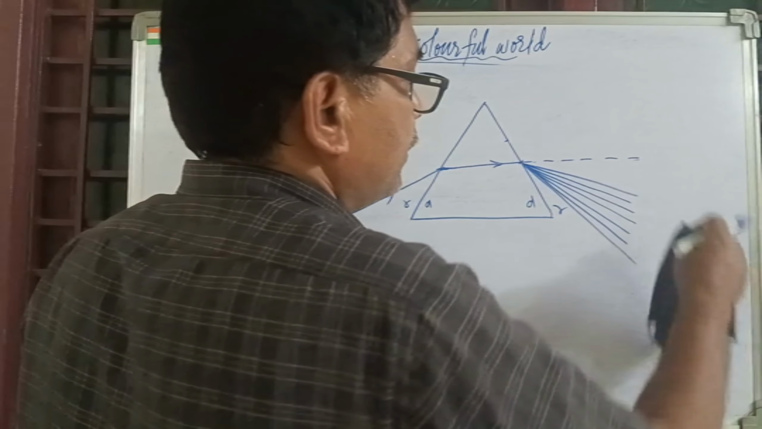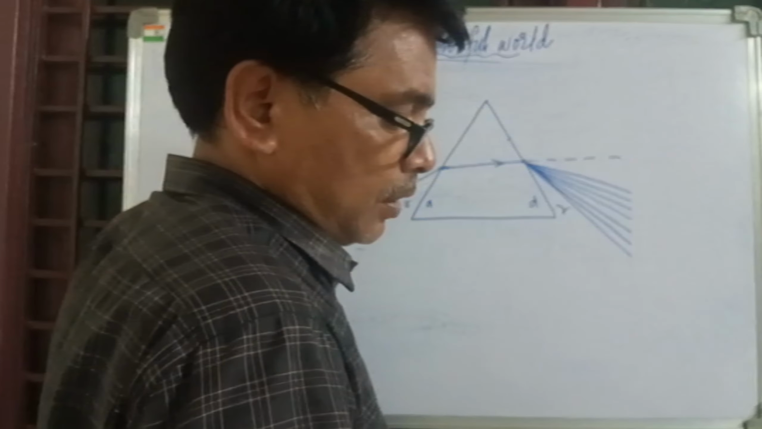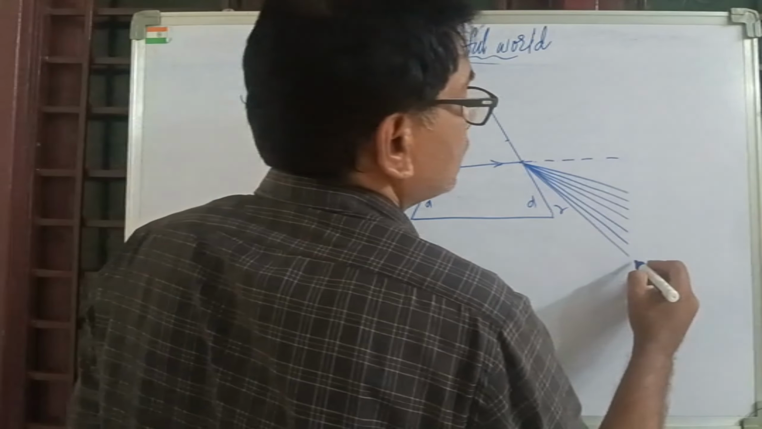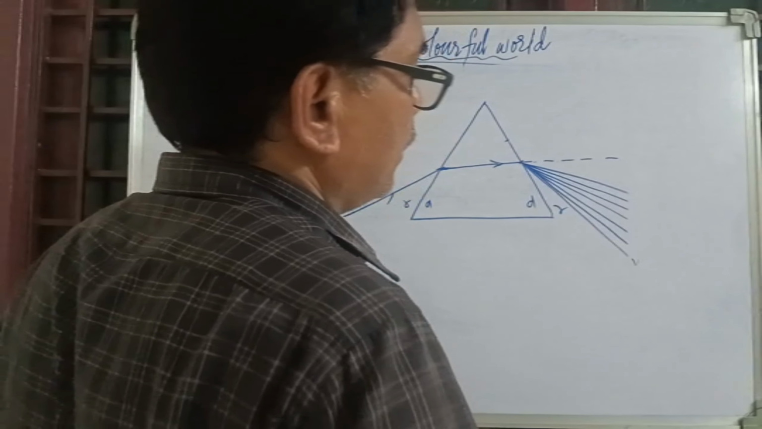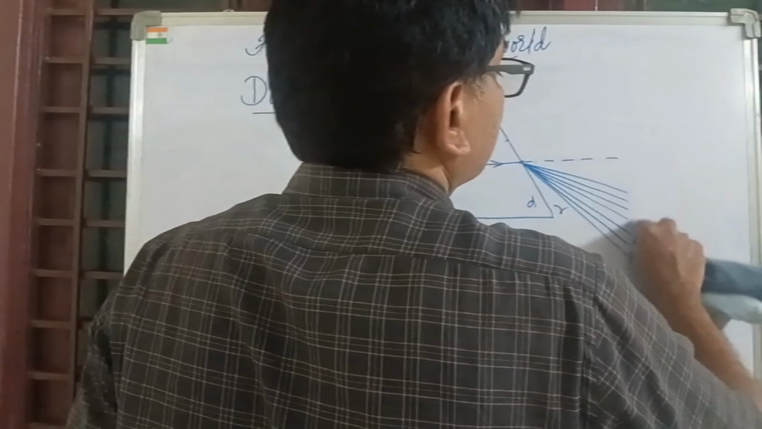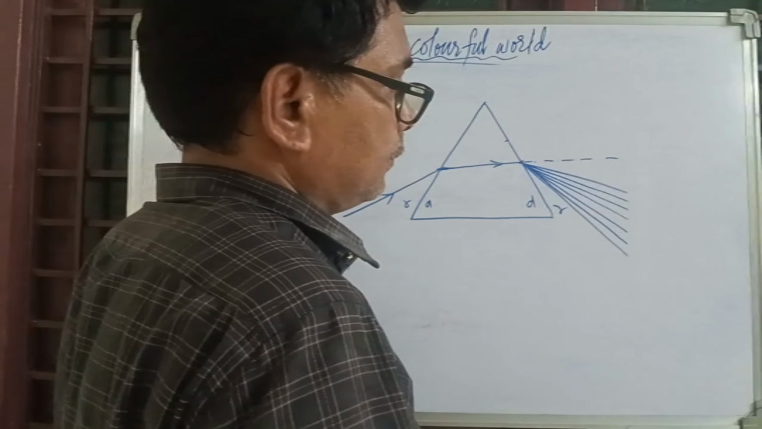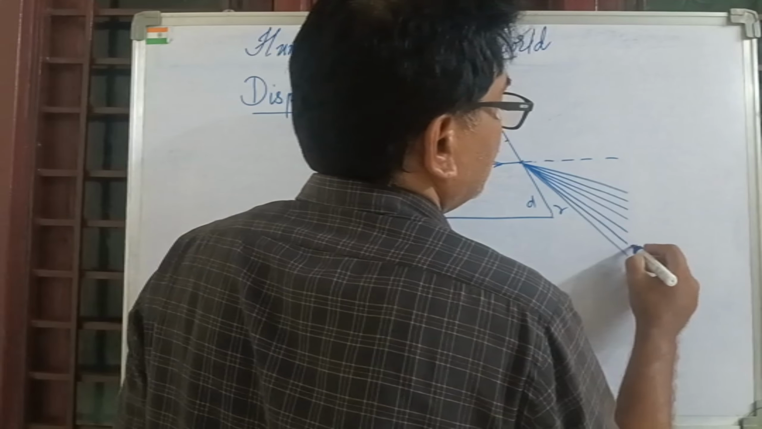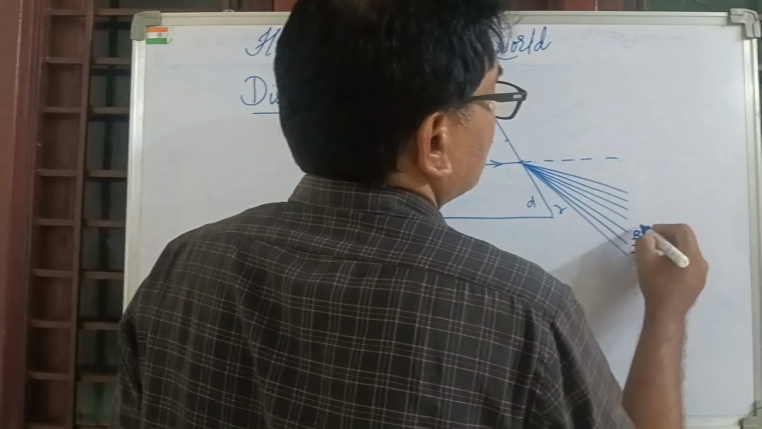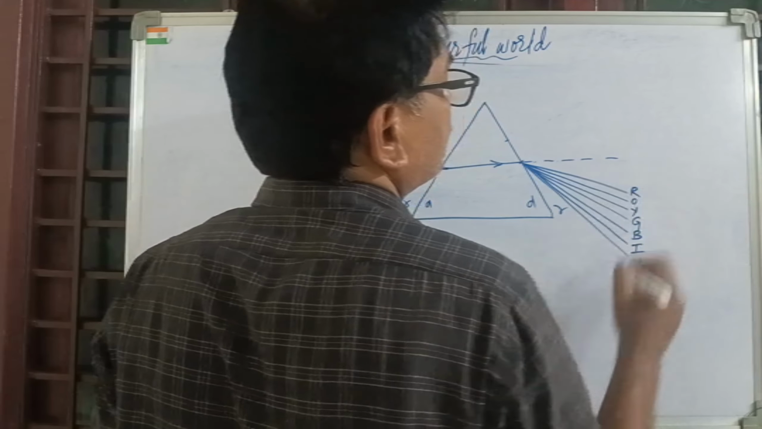One light ray splitting into 7 colors. This is what we call dispersion. So it's violet over here. Violet, indigo, blue, green, yellow, orange and red. It splits into 7 colors. So the first one is violet, indigo, blue, green, yellow, orange and red.